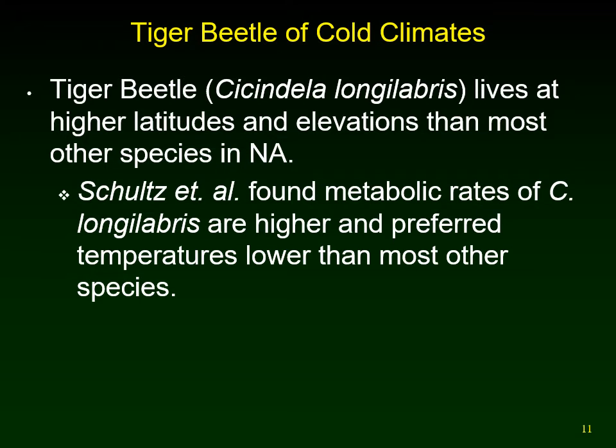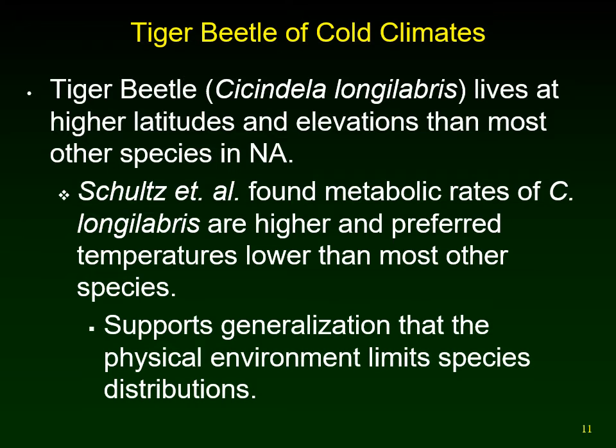They looked at how they were able to live in these colder places, and they found that their metabolic rates are higher. So they preferred temperatures that were lower than most other species. They were basically able to keep themselves warmer than other species of tiger beetles. And so when you look at the physical environment limiting the species distribution, this guy could be found further up, higher in mountains and further north.